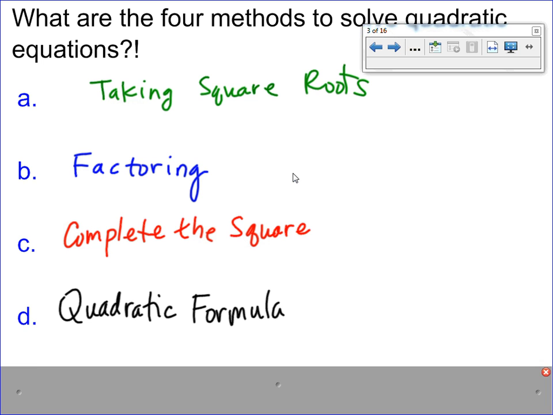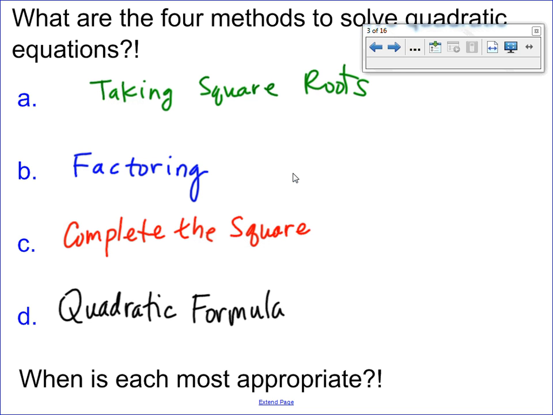Awesome. Thanks, you guys. Now let's go ahead and say, when is each most appropriate? So when is each of these methods most appropriate? So we've seen that time and time again. We know it was appropriate to solve by taking square roots if there was a single squaring term. So a single squaring term, then it was appropriate to solve by taking square roots.